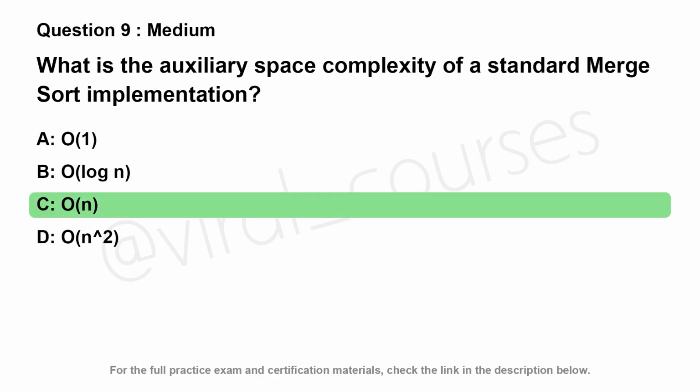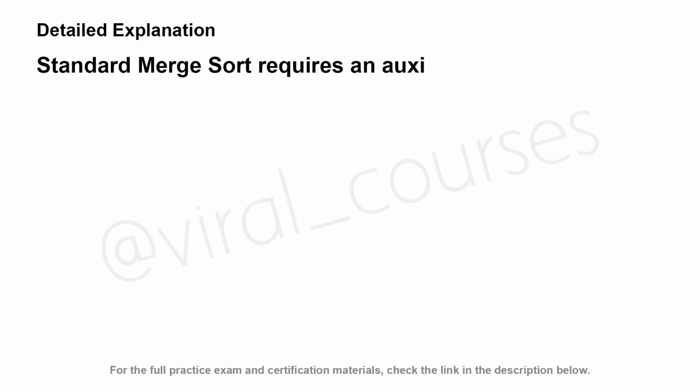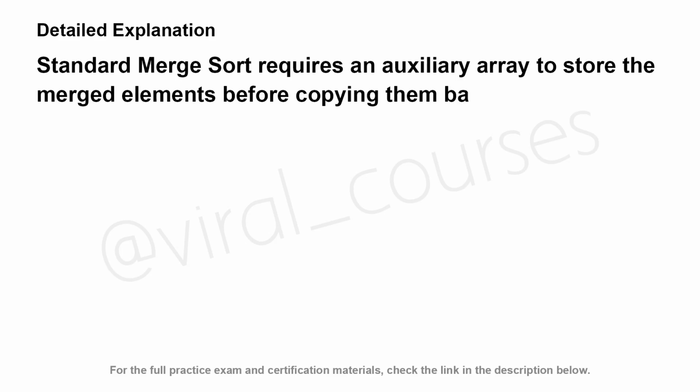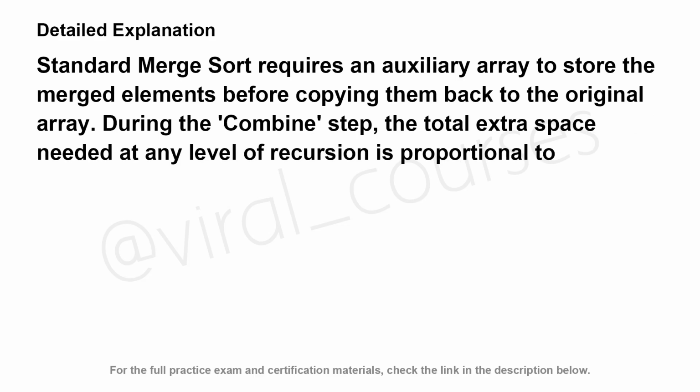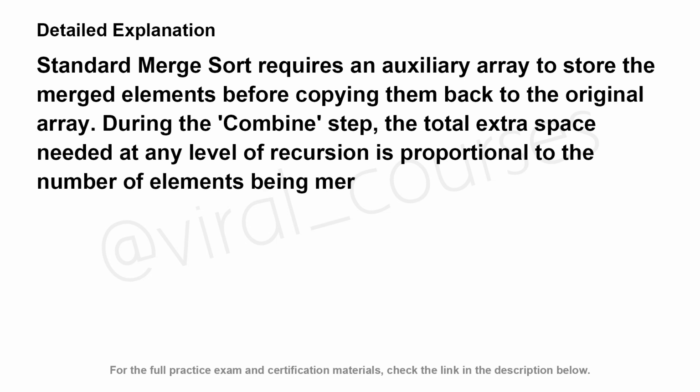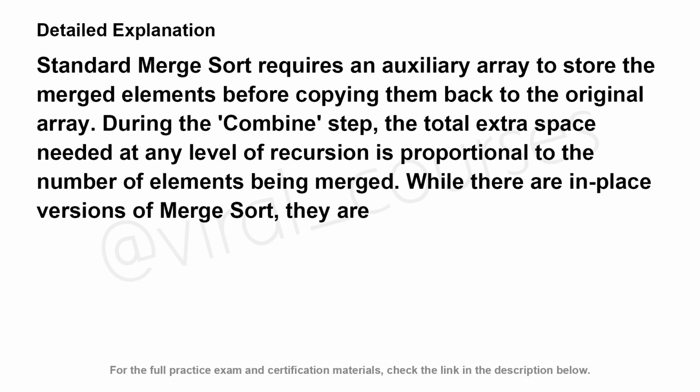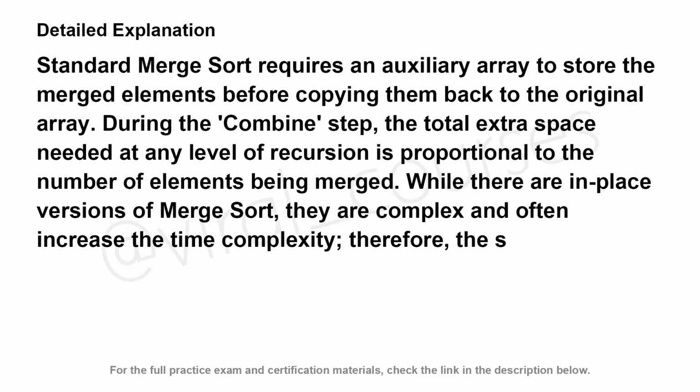The correct answer is C. Standard merge sort requires an auxiliary array to store the merged elements before copying them back to the original array. During the combine step, the total extra space needed at any level of recursion is proportional to the number of elements being merged. While there are in-place versions of merge sort, they are complex and often increase the time complexity. Therefore, the standard version is O(n).